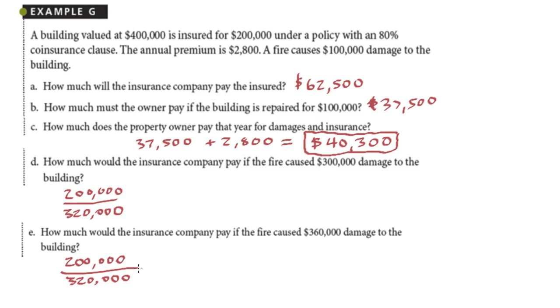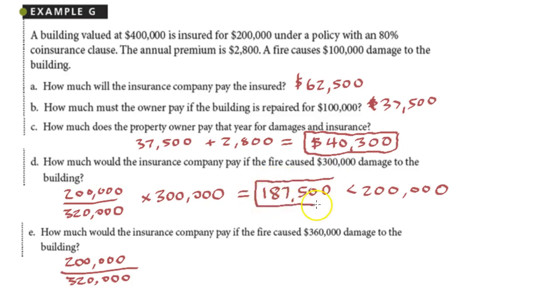Okay, so we have a different loss amount. It's not 100,000. So what would happen if we had a 300,000 loss amount? So the loss goes here. We multiply that fraction by the loss amount, 300,000 in this case. And let's see what we end up getting. Well, we end up getting 187,500. So this is less than 200,000 still. So that means the insurance company will pay all of that amount. That's how much the insurance company would pay for $300,000 of damage. It's 187,500.